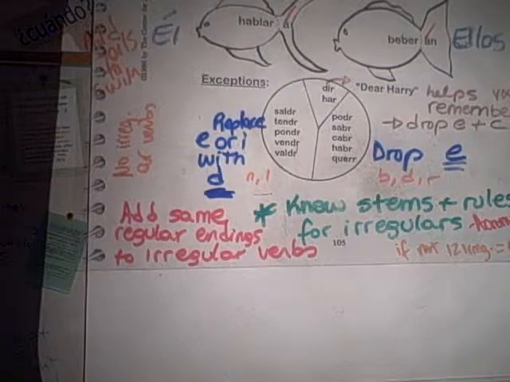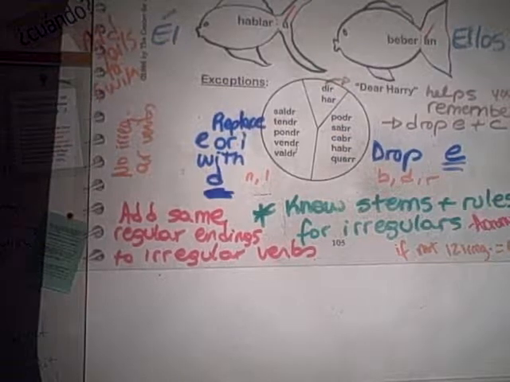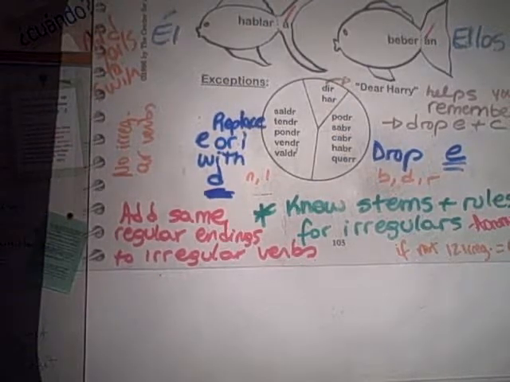Okay. So you have to know your stems, your rules for your irregulars, and what I want you to do is I want you to come up with some type of acronym to help you remember. And again, sometimes the sillier you make them, the easier it is to remember. But do something that works for you. I'm going to show you some that have been done in the past so that you get an idea of what I want you to do.